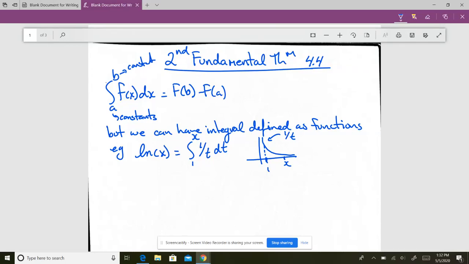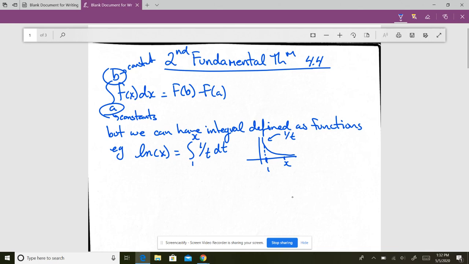All right, everybody, we've gone back a bit to 4.4. We're going to look at the second fundamental theorem of calculus. So we've been looking at definite integrals where a and b are constants. You know that if you integrate little f of x, you get capital F of b minus capital F of a, which is the antiderivative.